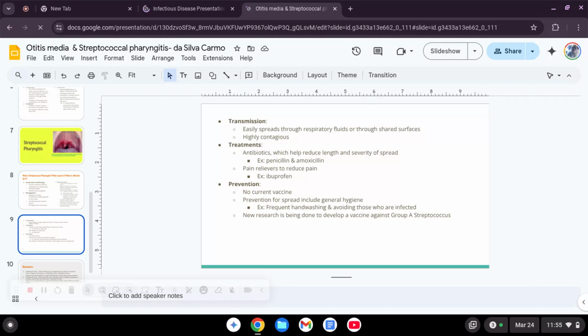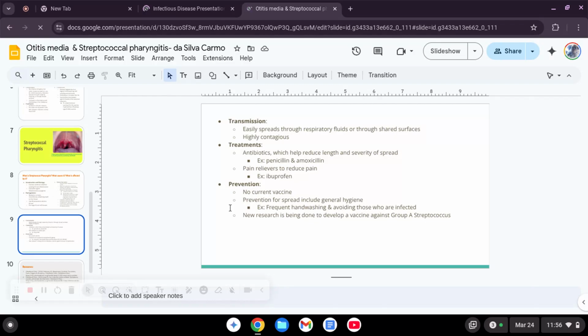The most common treatment for strep throat is antibiotics, usually penicillin or amoxicillin. It reduces the length and the severity of the illness, and reduces any complications further on. Pain relievers can also be used, for example, ibuprofen or acetaminophen, to relieve the throat pain or potential fever.